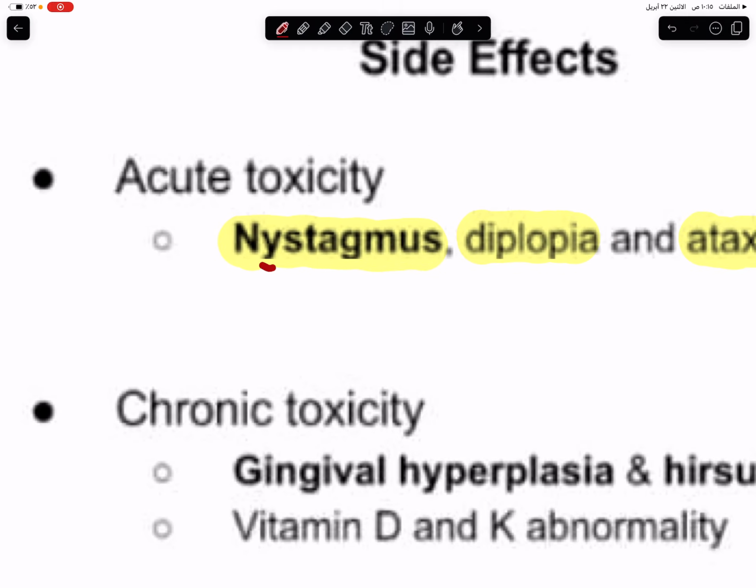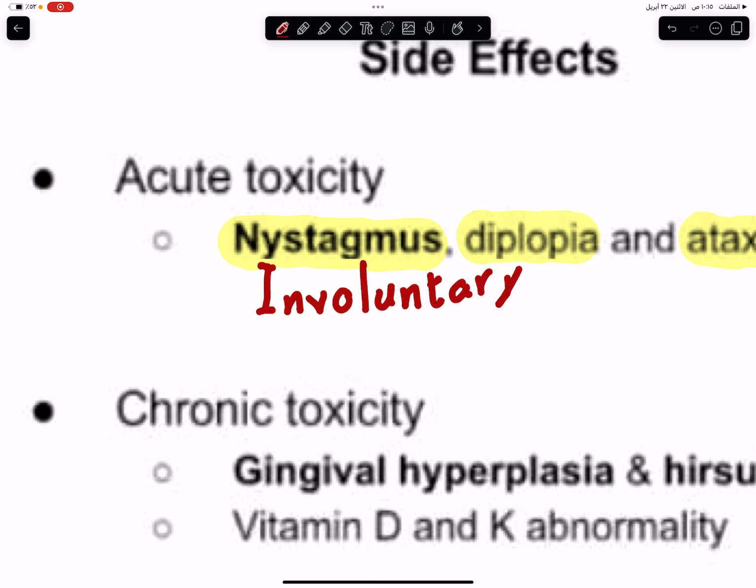The second one is diplopia. The patient will tell you that things look two to me. Dip means two, diplopia. And the third one is ataxia. The patient tells you that my balance is not good. So these three are the acute side effects.